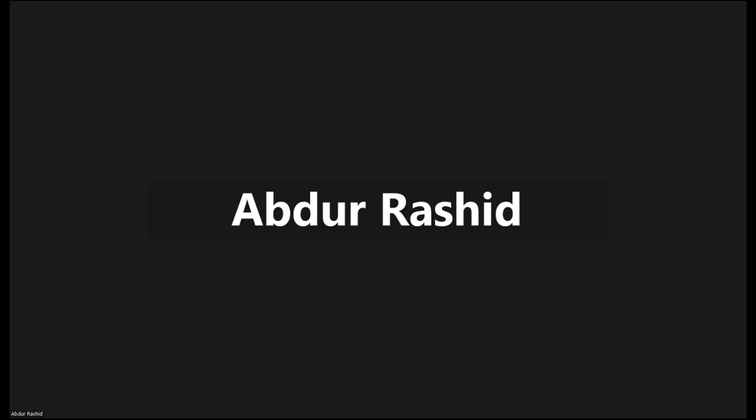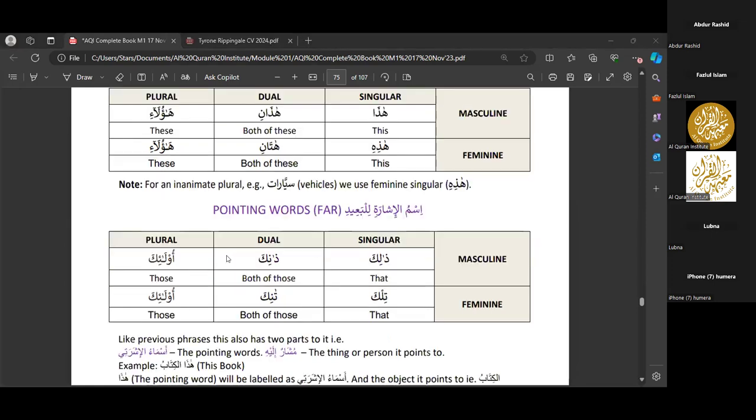Haza, hazihi, male, female. Plural for both is hawlai. So now it's ba'id. The plural of both zalika and tilka are the same. This is something, if you remember, it will help you later on. It will be the same, male and female. Both for plural are the same. Okay, and do the second box as well, please.